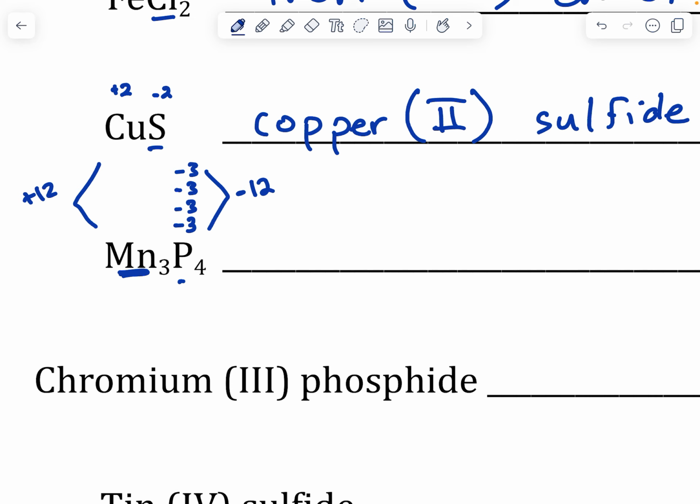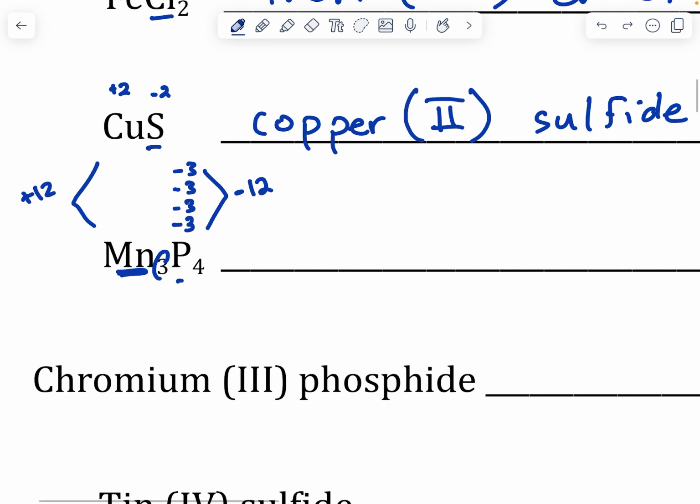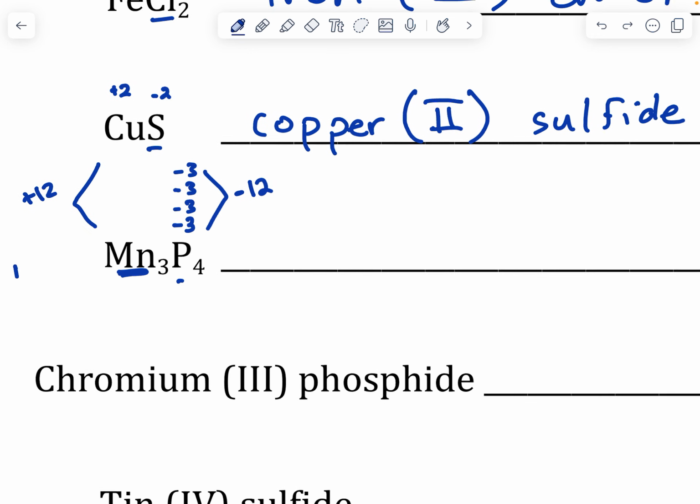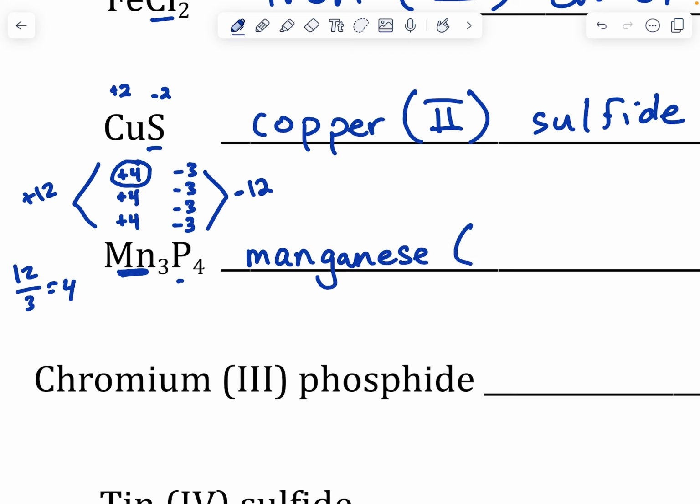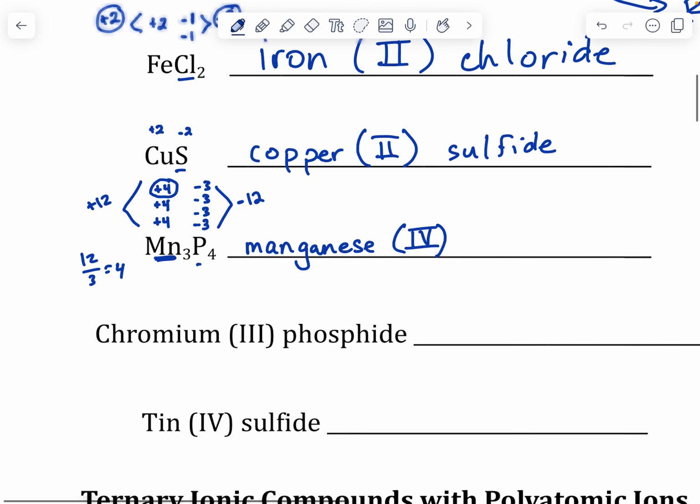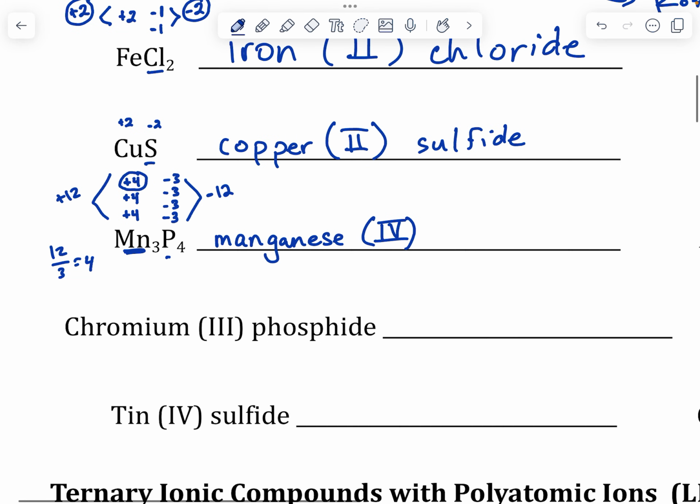So let's figure out what charge it chooses by taking our total that we need and dividing it by how many we have. We see that 12 divided by 3 gives us 4. So each of these manganese ions must have the +4 charge. Because of that, now we know what Roman numeral we should use in our name. Here is manganese, we name it as is. We need a Roman numeral because it is a transition metal, and it is IV for 4 because the charge was 4. And then phosphorus by itself is phosphide.